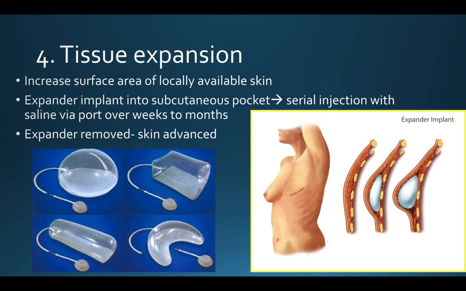All right, tissue expansion. So obviously this is not used for acute wounds. This is if you are planning something that you need to resect down the road, that you're going to have difficulty closing. This is something you can consider. So they increase the surface area of the locally available skin. You place this expander implant into a subcutaneous pocket, and then following that, you serially inject it with saline over weeks to months. And then the expander is removed once you have your tissue expansion and the skin is advanced.